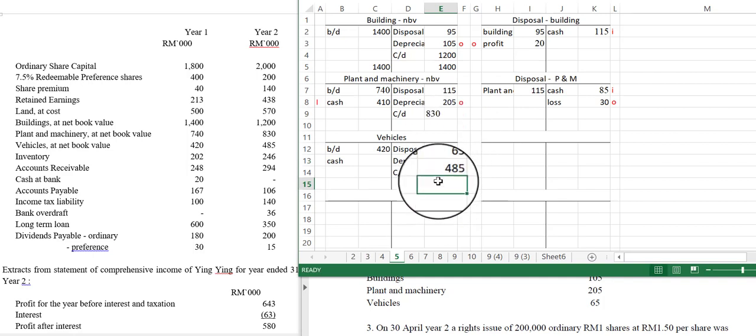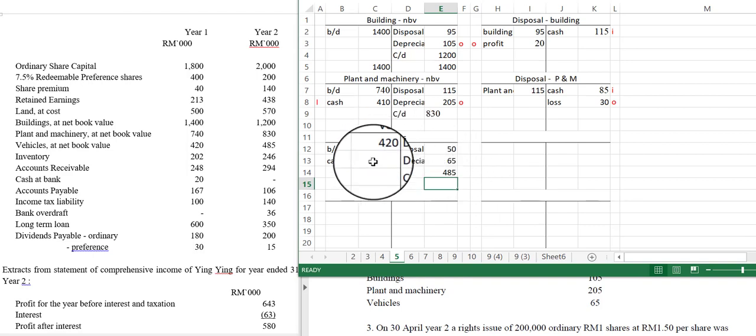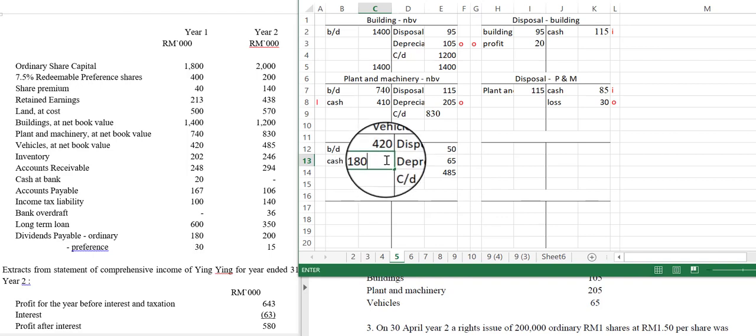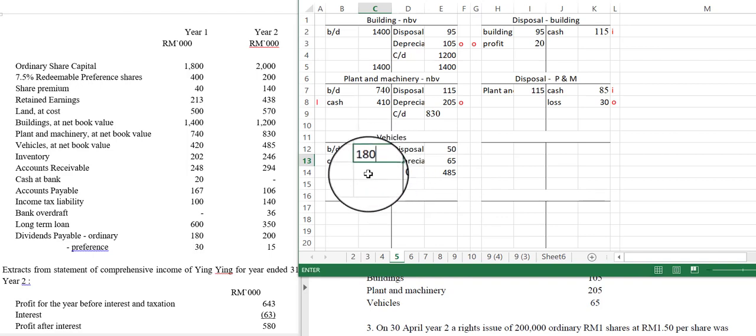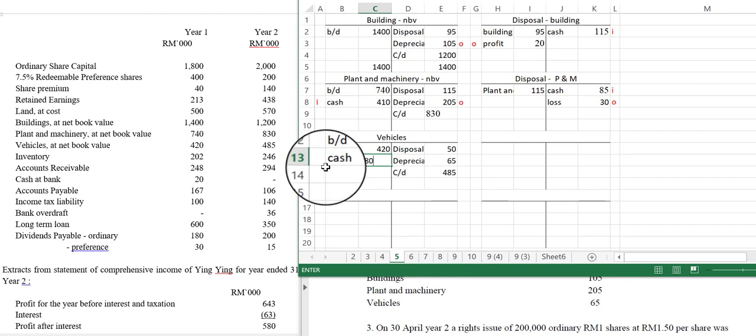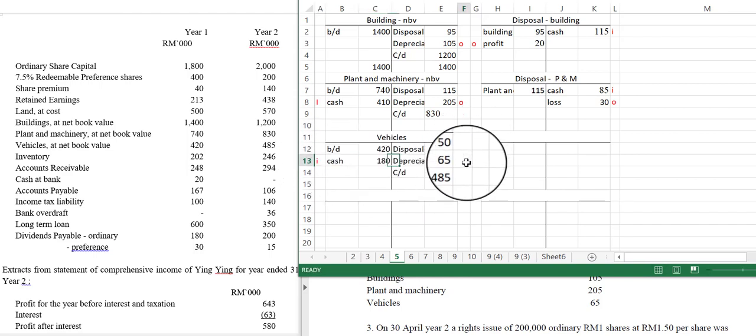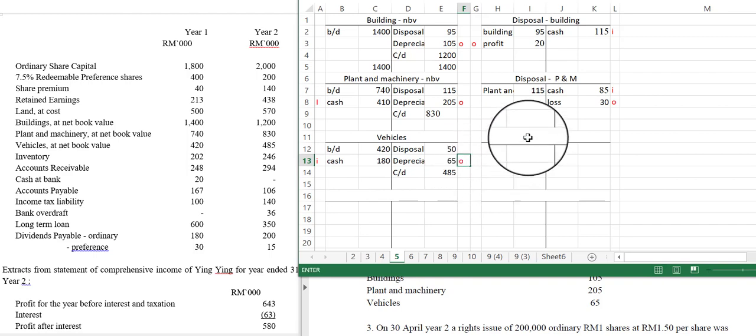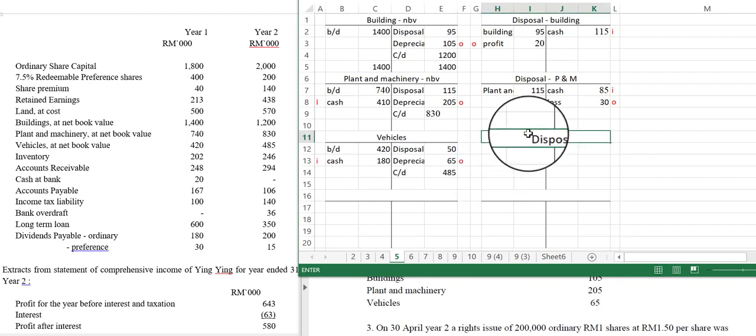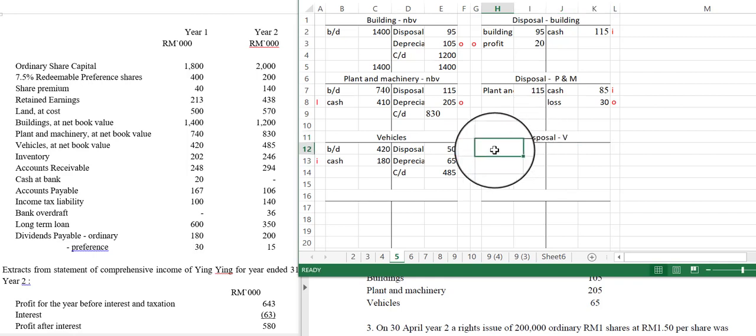Now again, we checked just now, there is no revaluations, and it's impossible for you to have a revaluation of vehicles. Okay, so here you have 180 as the balancing figures. So this is for investment activities, depreciation is for operating activities, and here you have the disposal for vehicles.